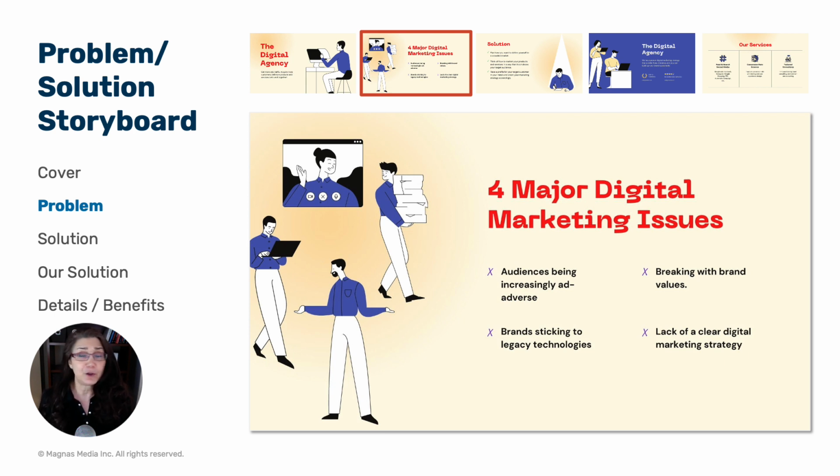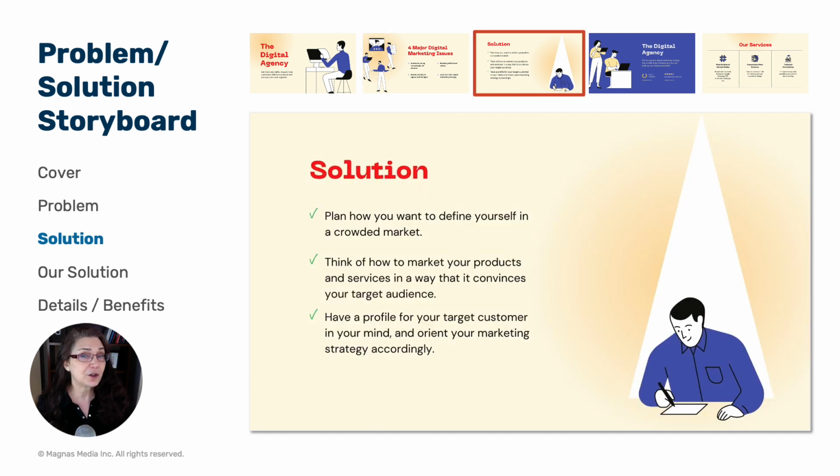Now, I do like that. It could be 3, it could be 4. Try to limit it, try not to make it too many. 4 in this case works because it fits well on the slide, but if it's 3, it would be better. And they're talking about what the major digital marketing issues are. Of course, this is fictional, it's a template, but it's a good example of what you might do for services.